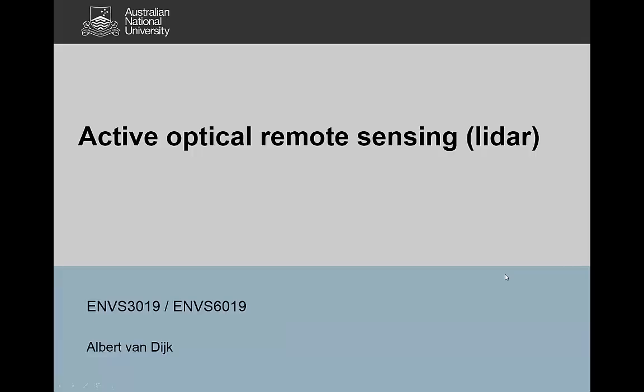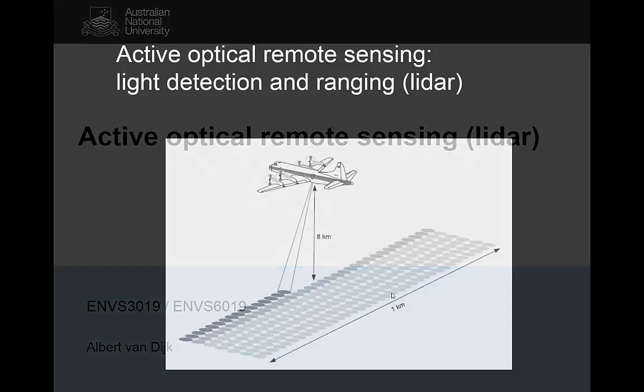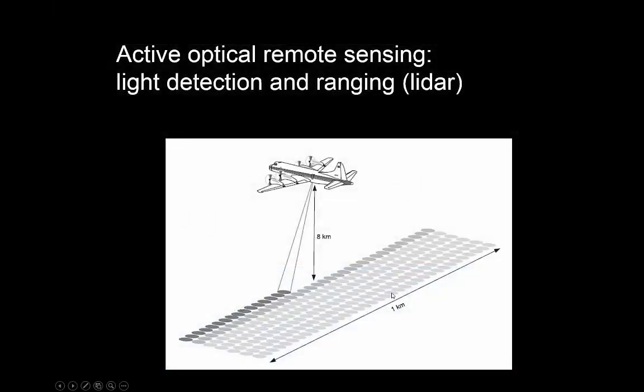Hello, this is Albert van Dijk, and in this video I want to explain a little bit about active optical remote sensing, or also called Lidar. And as we saw before, that stands for light detection and ranging. And the most common application is really from airplanes, as we'll see later on.